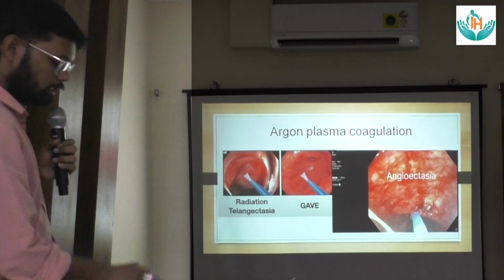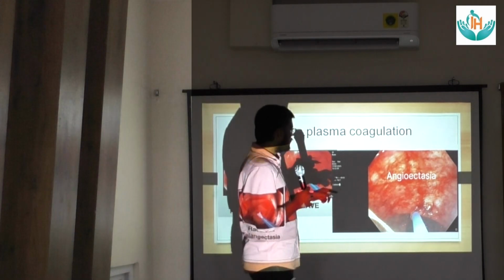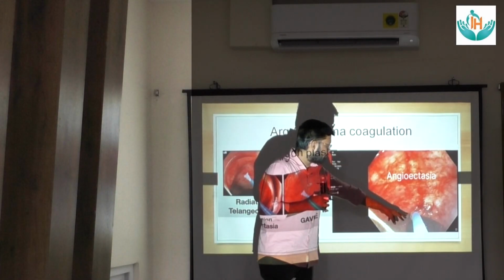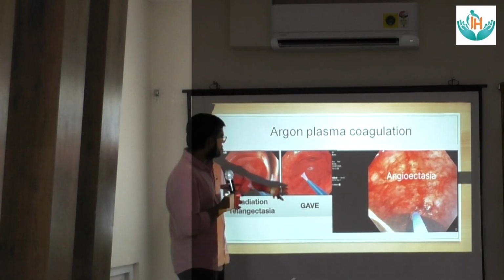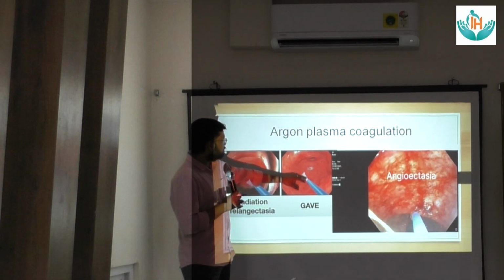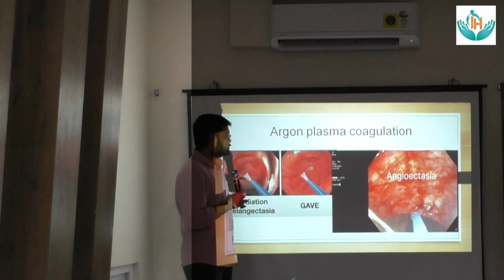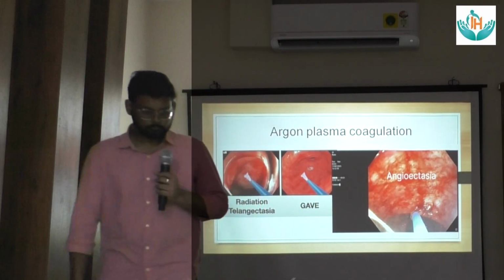As we have discussed earlier, this is a case of carcinoma cervix who underwent radiation. After radiation, she had multiple angiectasias. This is an APC catheter. We are doing APC, which is argon plasma coagulation. We can see it is a non-contact coagulation. The electrons are going through the argon gas and they will coagulate the ectasias. This is used for GAVE and for radiation ectasias also.